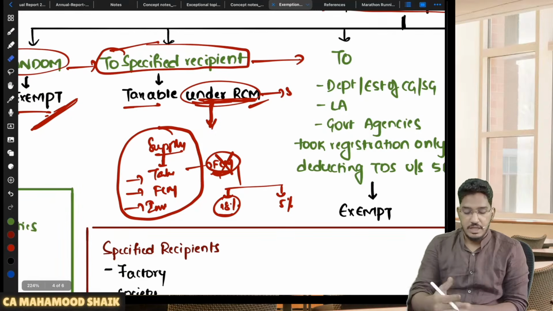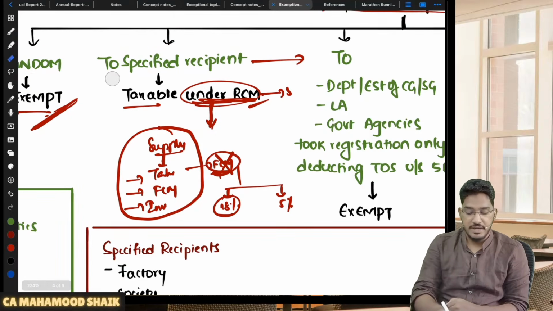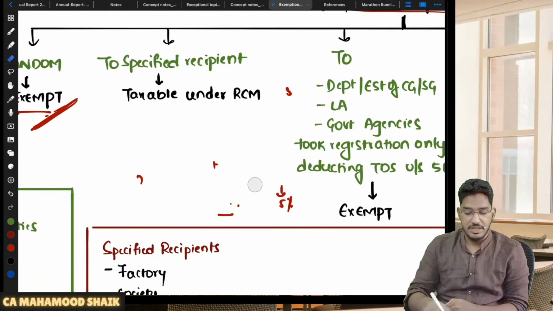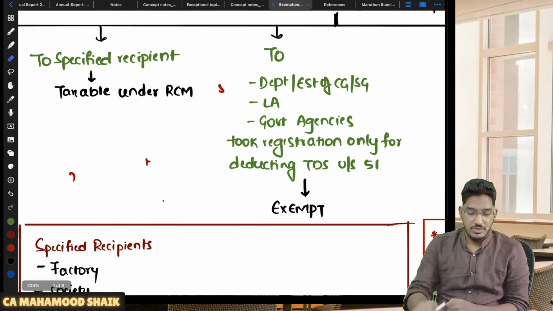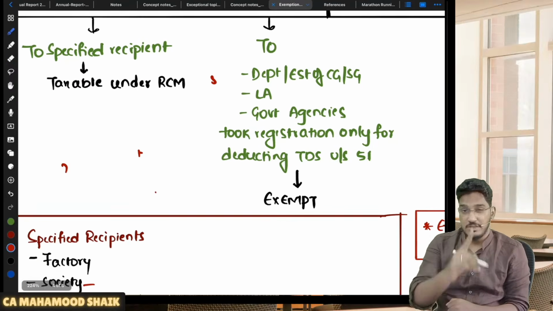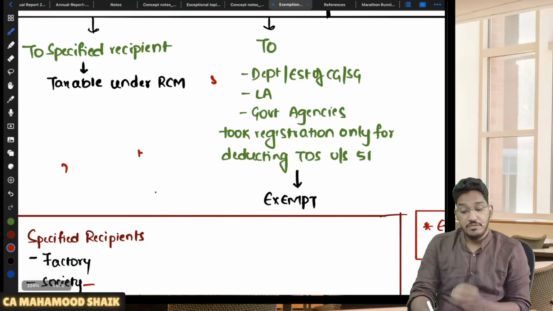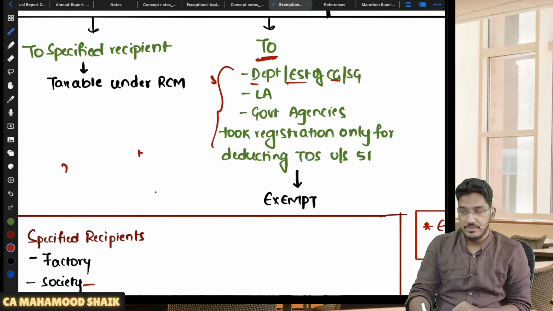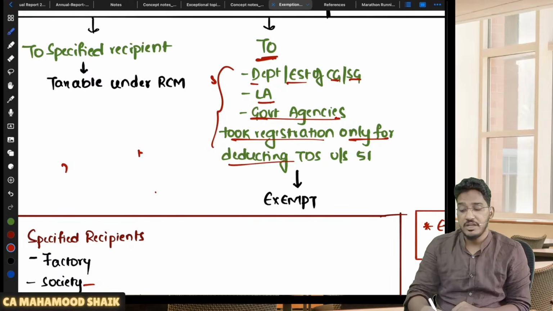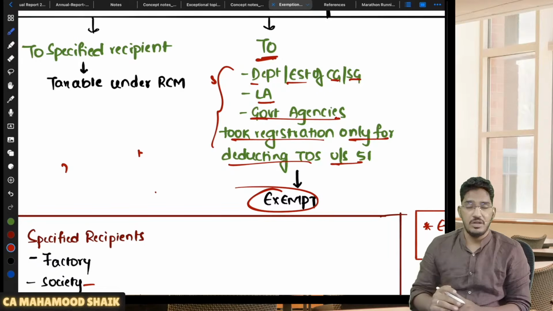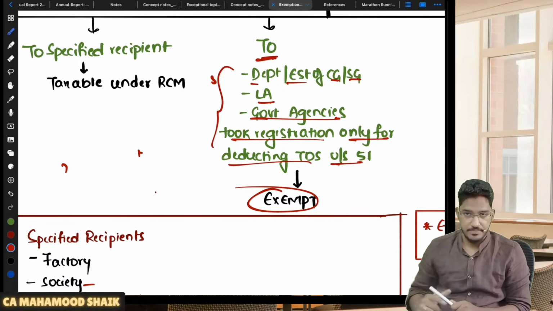Okay, so that is the next point. If the recipient is falling under specified recipient, then they can pay the GST under reverse charge mechanism, provided the supplier has not exercised the option. But however, one special point is there. If your recipient is a registered person, but that recipient is a department or establishment of central government or state government or local authority or government agency who has taken registration only for deducting TDS but not for making any taxable supply, exempt, no TDS, no RCM, no FCM.